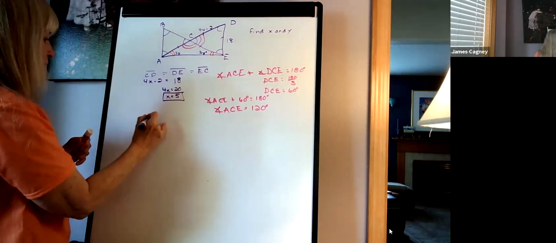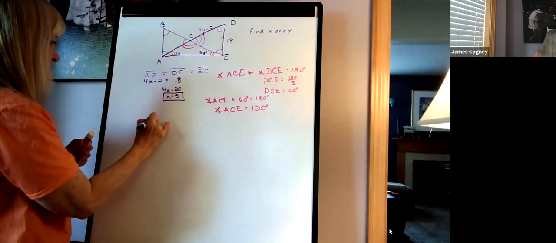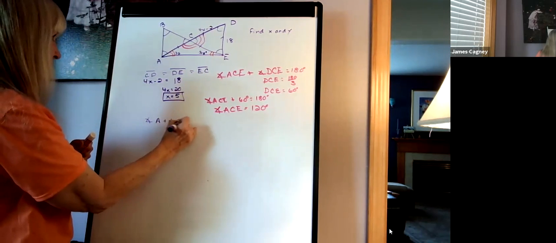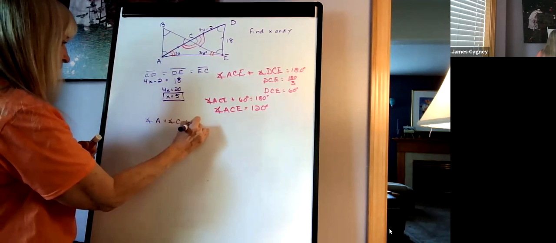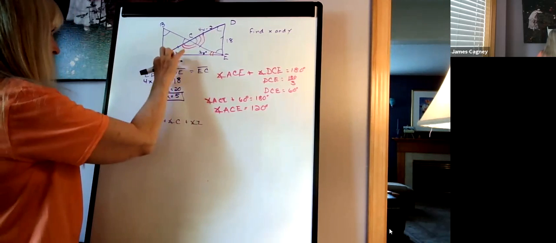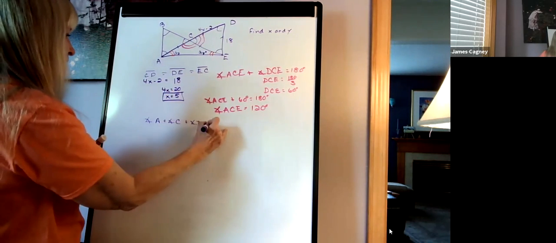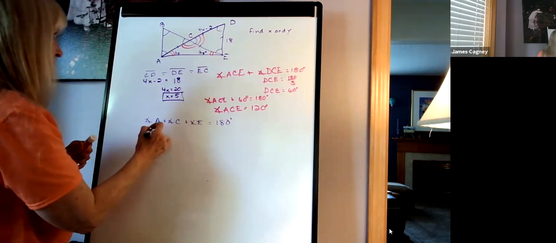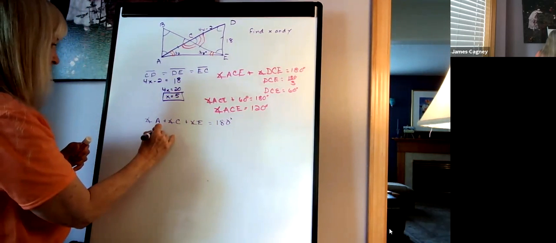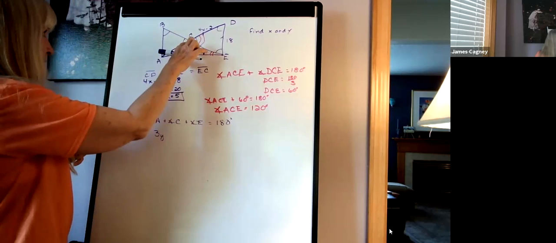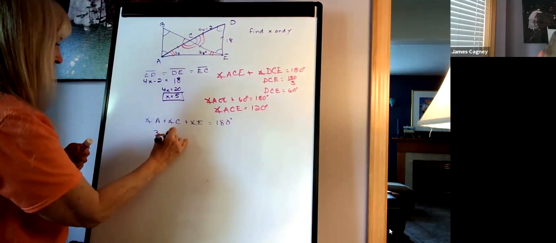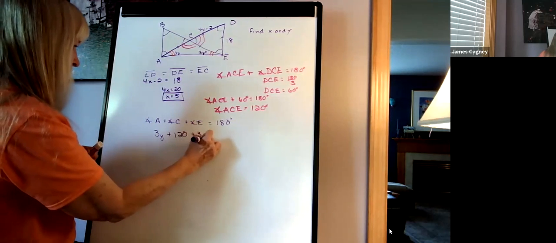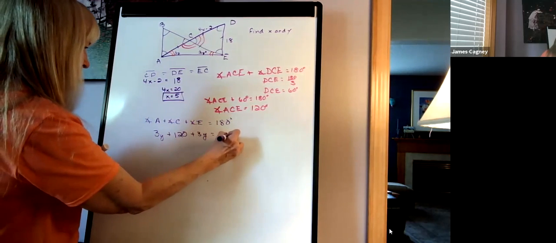So I know that angle A plus angle C plus angle E, if I'm talking about this triangle, have to equal 180 degrees. And I know that angle A is 3y. We said that this angle C was 120, and E is also 3y. This is going to equal 180 degrees.